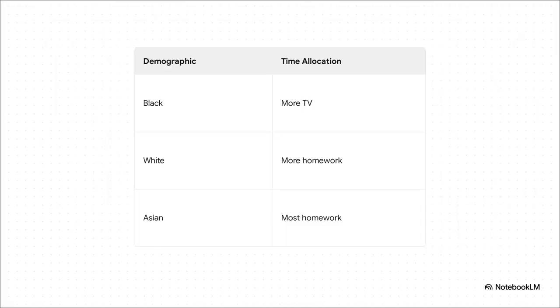The Shaker Heights study provides incredible empirical evidence of these revealed preferences in action. In the exact same affluent, integrated school district, researchers looked at time allocation. They found that Black students spent less time on their schoolwork and more time watching television compared to their white classmates, while Asian American students devoted the absolute greatest amount of time to their schoolwork. These behavioral choices, these revealed preferences regarding how time is invested, directly map onto the statistical disparities we later see in academic and economic outcomes.